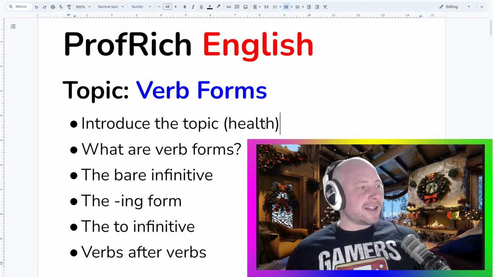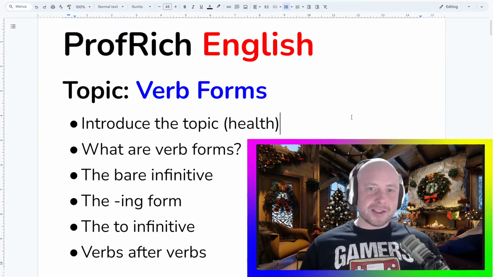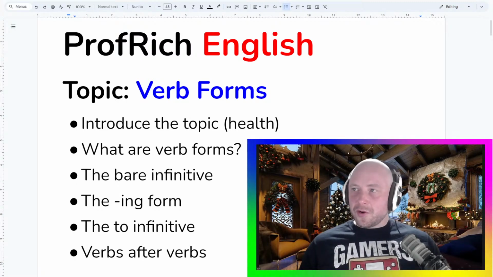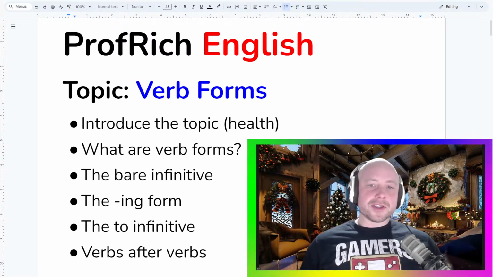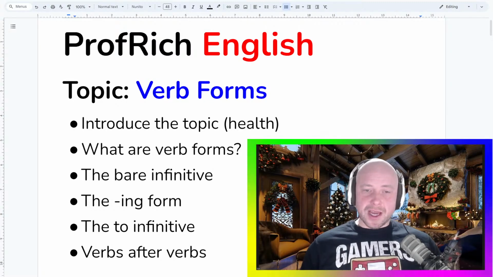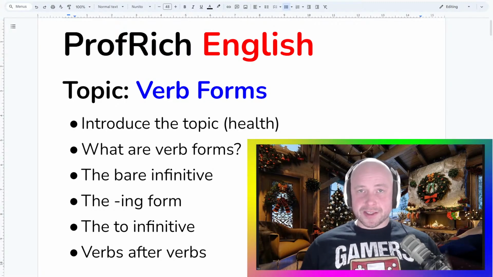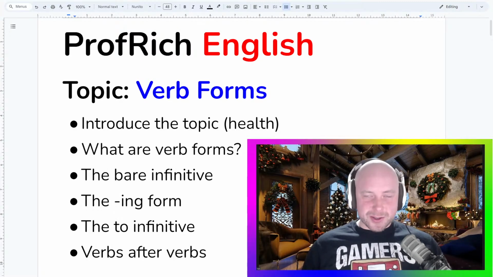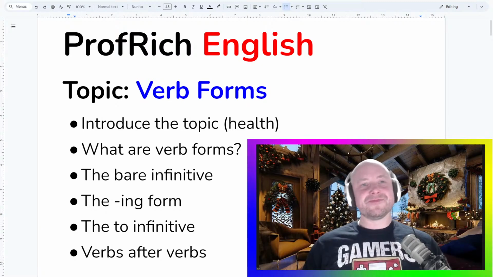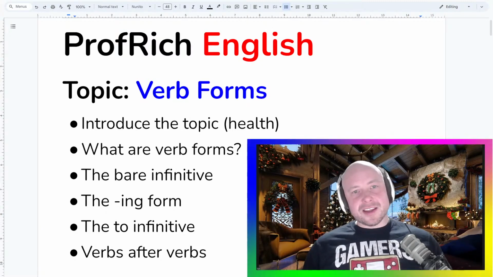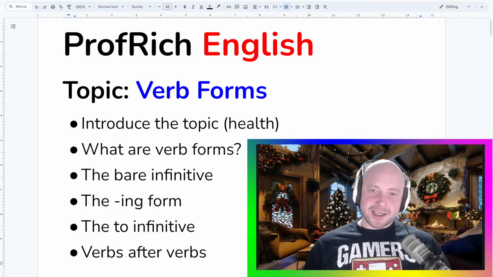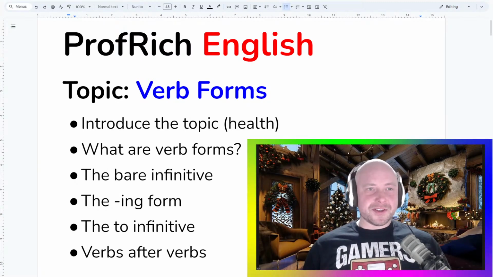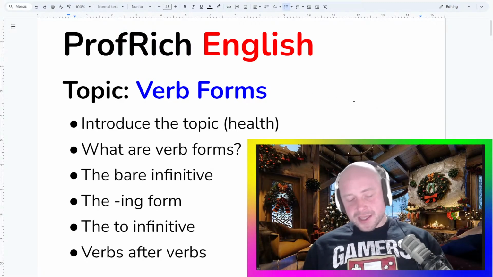So looking at the topic today, we're going to introduce the topic of health. Then we're going to talk about verb forms. What are verb forms? We will discuss the bare infinitive, the ing form, the to infinitive or the infinitive with to, and finally we will discuss my bugbear. We will discuss the thing that I didn't used to like teaching, which is verbs after verbs. And I have some tips to help you with that. So let's get started with our topic.